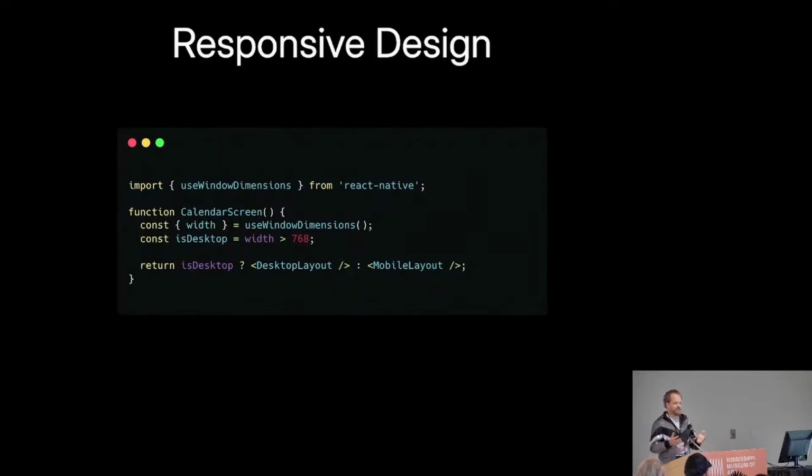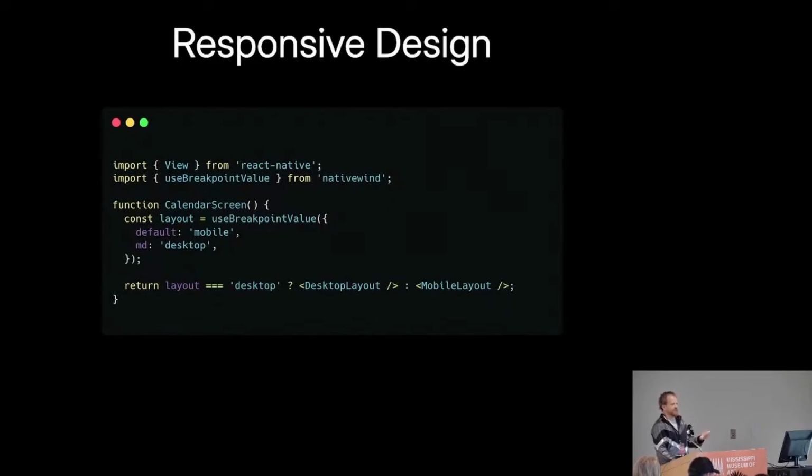So now, if you want to actually use one code base to support these three different platforms, or these two different form factors really, you have to look at, where do I break my design up? At what point do I go from a portrait layout to a landscape layout? One way to do that is just use the Windows dimension, figure out what size you want, and then conditionally render the components.